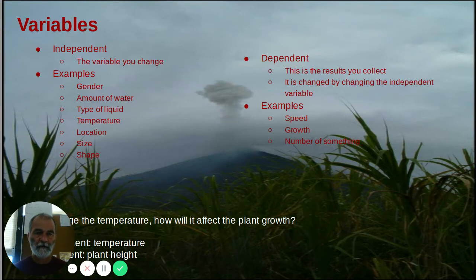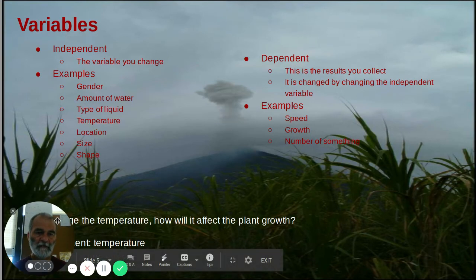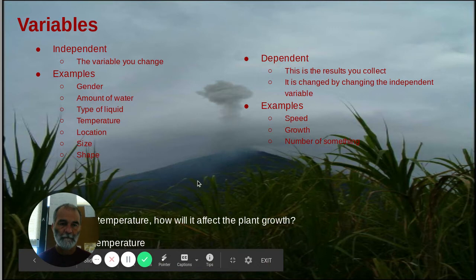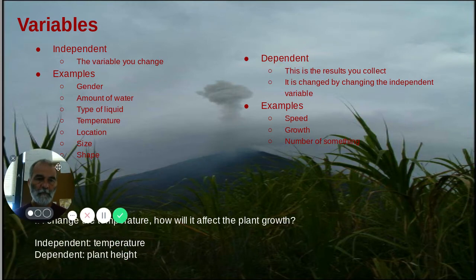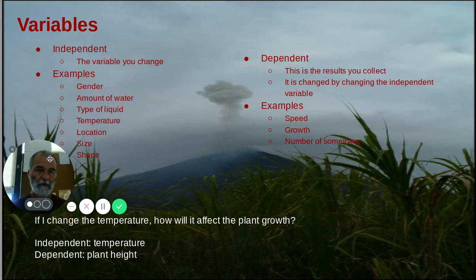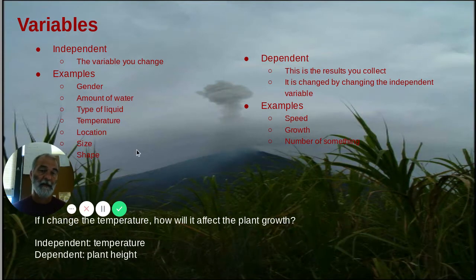Now, a little bit more about variables. There are independent variables and there are dependent variables. The independent variable is the variable that you are going to change. The dependent variable is the thing that changes as a result of the change you made in the experiment. So independent variables, some examples like gender. You can decide whether boys or girls are better. The amount of water, which I just talked about, or the type of liquid, the temperature, the location, the size, the shade, or the shape.